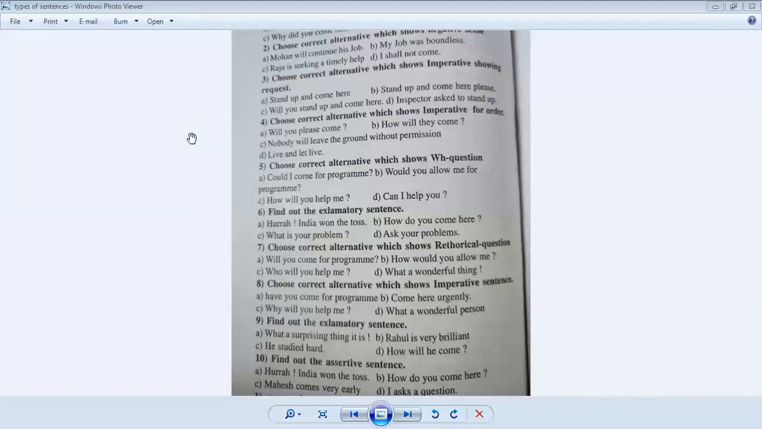So will you be able to solve questions based on types of sentences? As I said, they may ask you questions based on its form, like an exclamation mark is used in which type of sentence, or a question mark is used where, or like this, identify the type. Third one, option B.